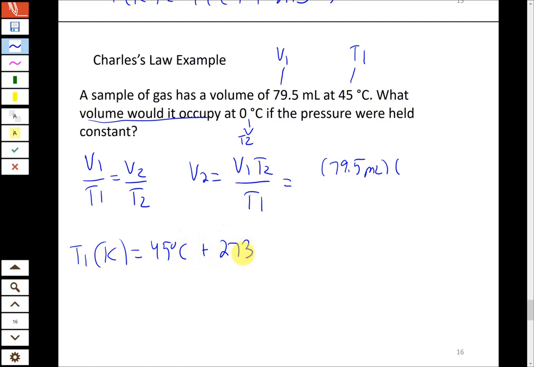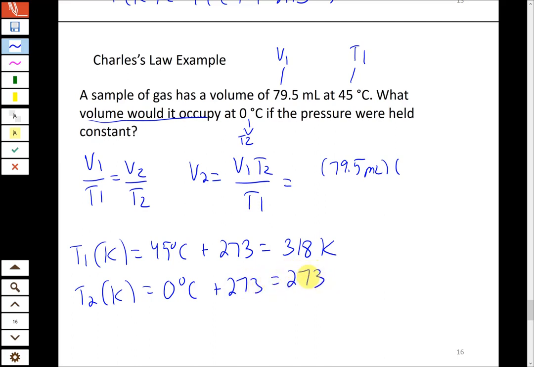We add 273 to that, or 273.15 if you're a real stickler for exactness. But anyway, 318 Kelvin, close enough. And then the second temperature, T2, was 0 degrees Celsius, the temperature of freezing water. We have to add 273 to that, so that comes out to 273. And so what we put in for the two temperatures, our T2 is 273 in terms of Kelvin, T1 is 318.